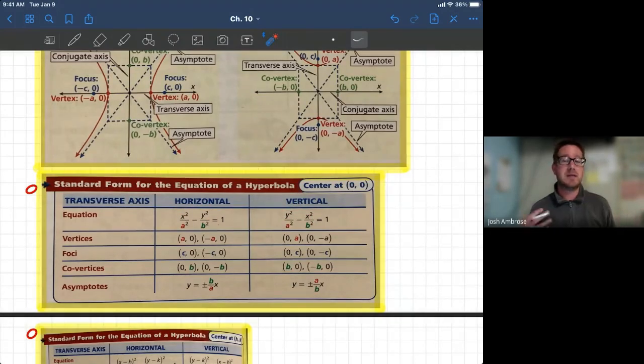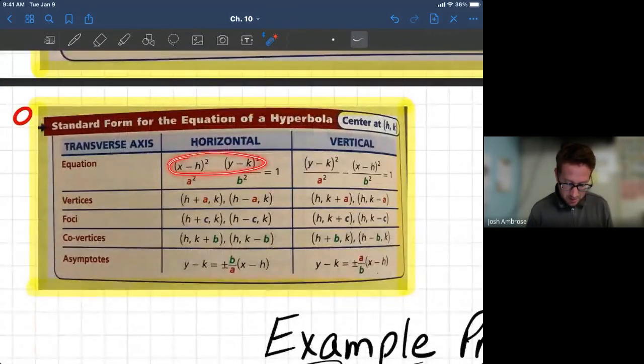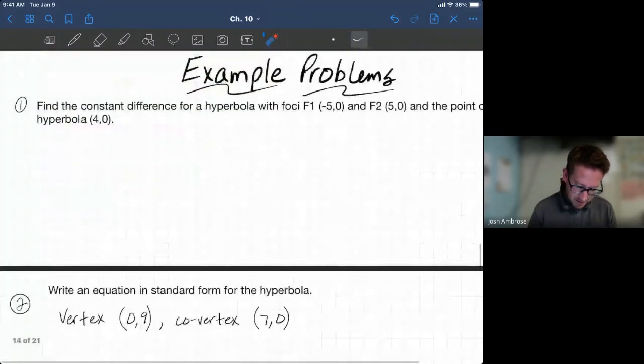Okay, so that's going to denote, all right, your center is 0, 0, or you have information extra in the numerator, then your center is not at 0, 0. All right, take the time, copy it down. Here we go. We only have 3 example problems, so let's get to it.